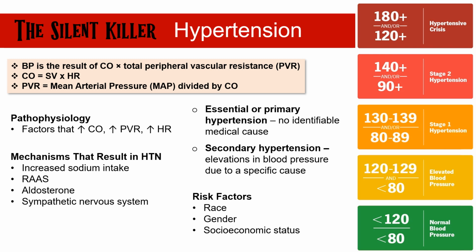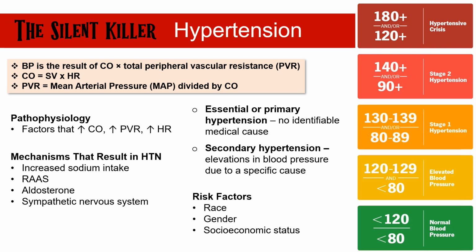Everything affects one another. So the pathophys of hypertension: anything that increases cardiac output, increases peripheral vascular resistance, or increases heart rate can affect your blood pressure and can lead to hypertension. Some mechanisms in our body that can result in hypertension are a lot of dietary sodium intake, the RAS system, which is a very well working machine that sometimes works against us, aldosterone, the hormone related to sodium and water balance, and our sympathetic nervous system.